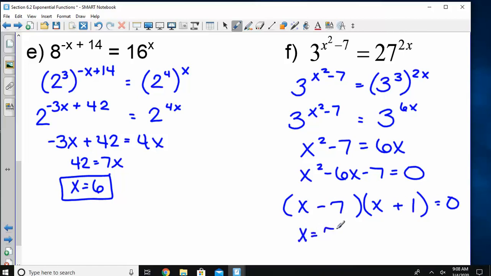We get x equals positive 7 and negative 1. So it is still okay. You might get more than one answer on these. And again, you can always check them just by plugging them in. You'd have to plug in each one individually.